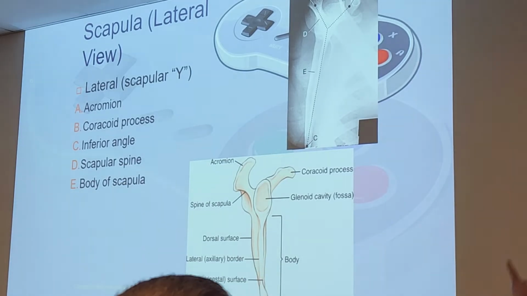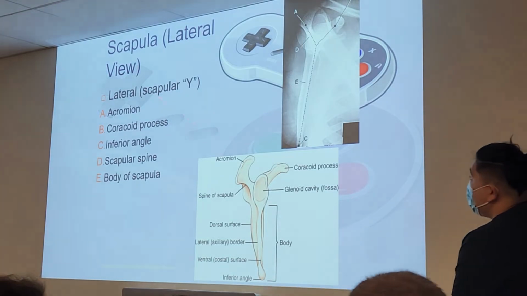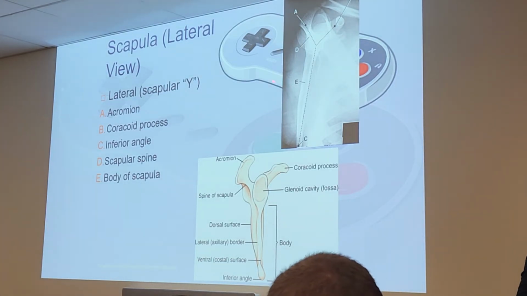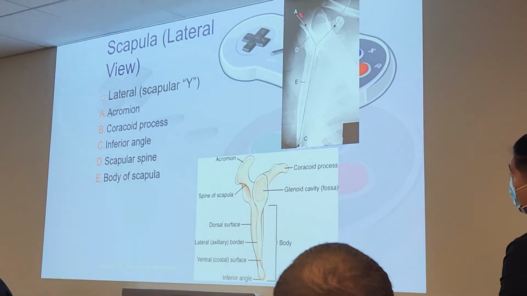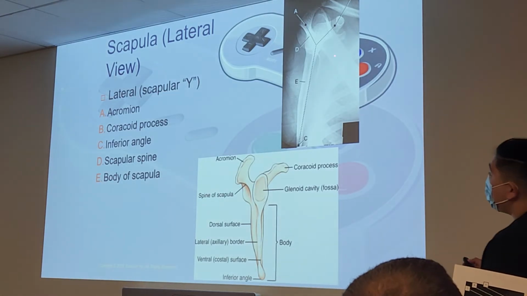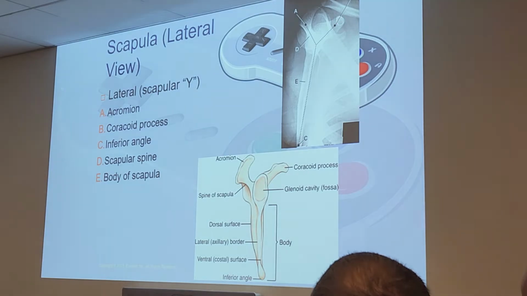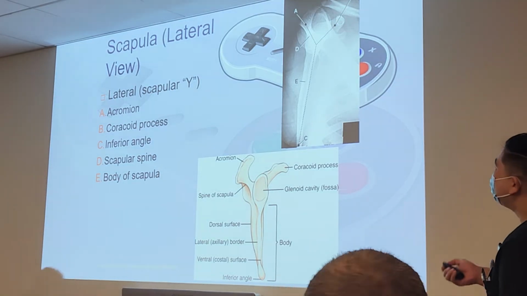This is going to be a lateral view of the scapula. So lateral view of the scapula here, guys. These are our pieces of anatomy that we have to know. A, we have the acromion right here. B, we're going to have that coracoid process. That's that landmark we're going to have to be able to palpate.